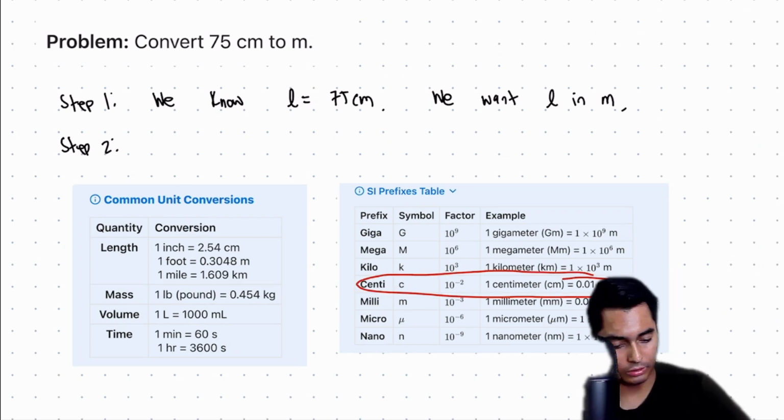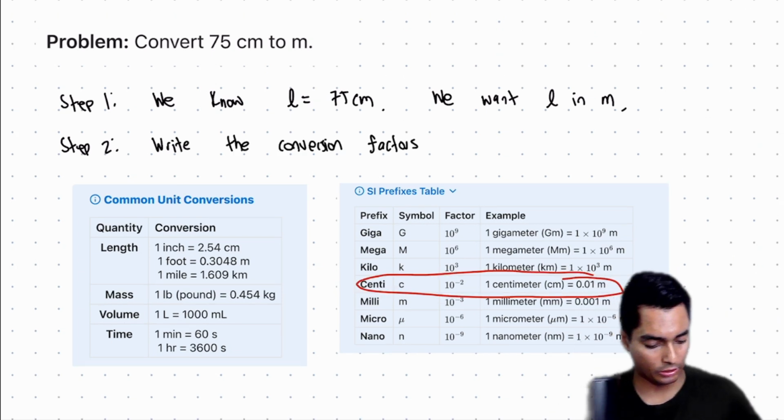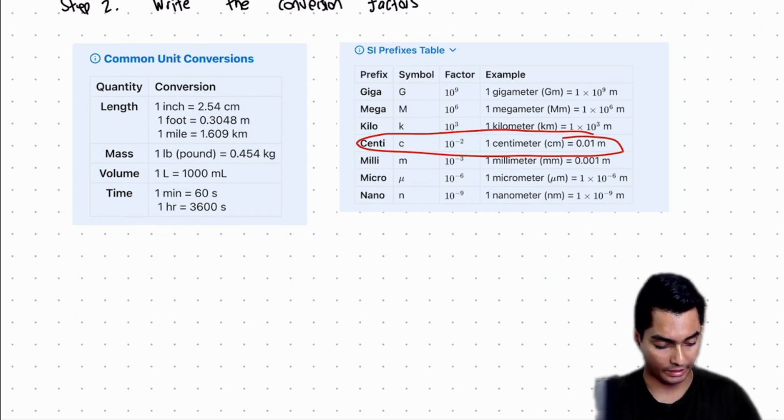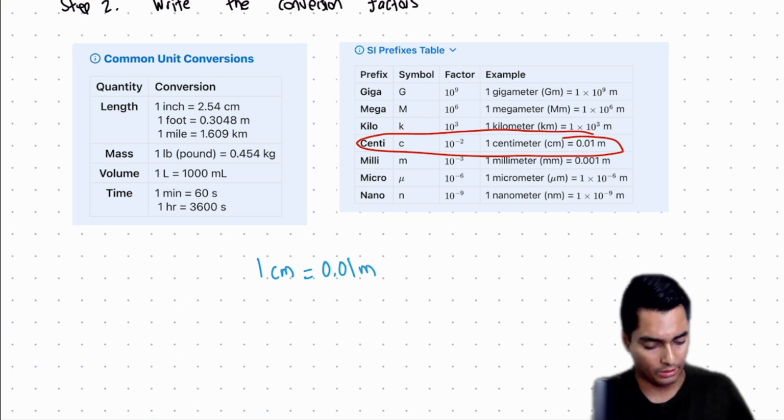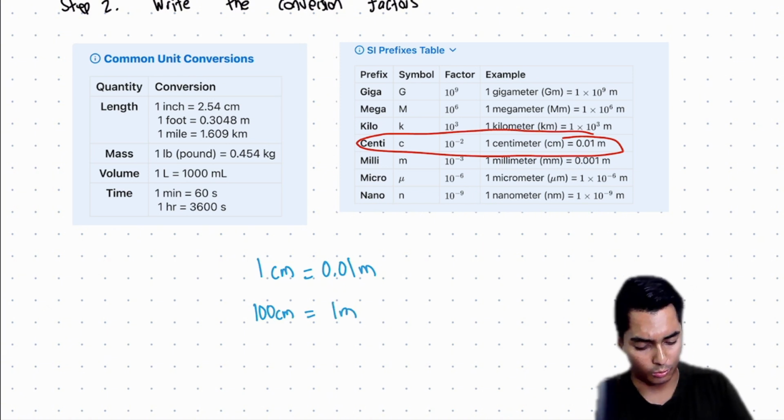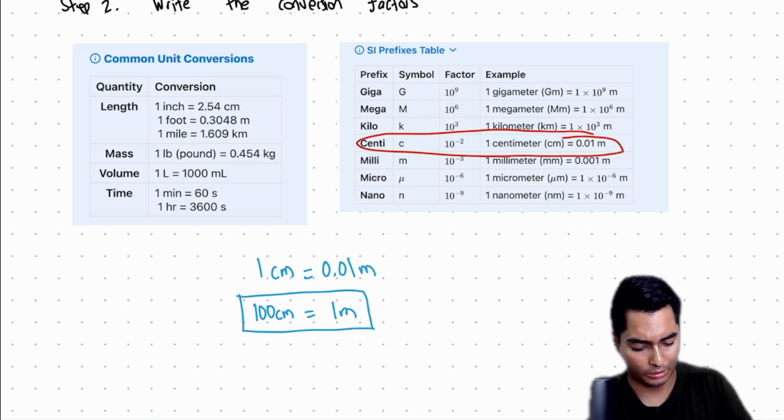Step 2 is write the conversion factors. So from down here, we're going to say that 1 centimeter is equal to 0.01 meters. Another way of writing that is saying, hey, 100 centimeters is 1 meter, right? So we're going to go ahead and use this one. This one's a little bit easier to memorize.